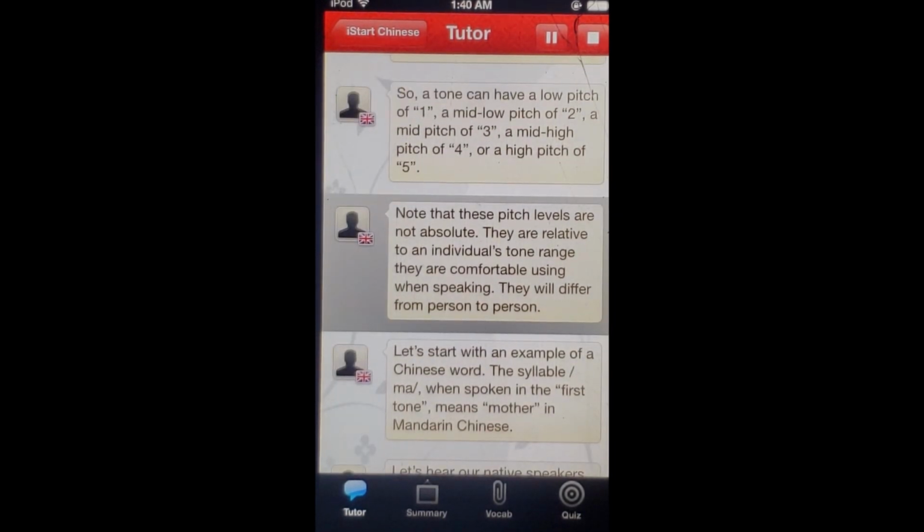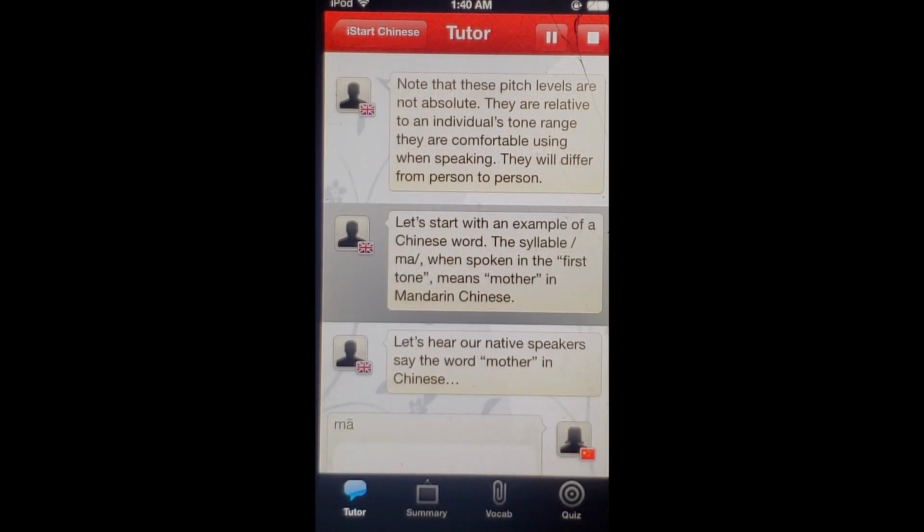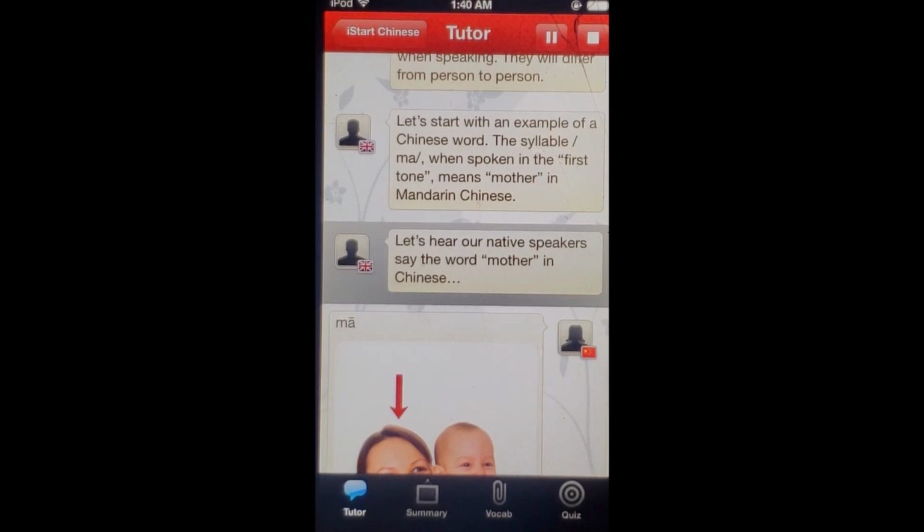Note that these pitch levels are not absolute. They are relative to an individual's tone range they are comfortable using when speaking. They will differ from person to person. Let's start with an example of a Chinese word. The syllable ma, when spoken in the first tone, means mother in Mandarin Chinese. Let's hear our native speakers say the word mother in Chinese.